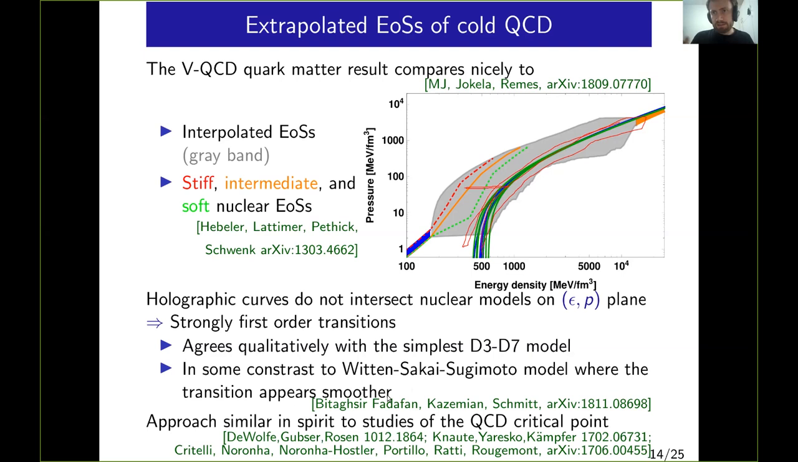And I should mention that this idea of fitting the model to lattice data at small densities and then extrapolating is similar in spirit to what has been done in order to study the critical point in the QCD phase diagram as a function of chemical potential and temperature. There are papers doing similar things, but they concentrate on the physics of the critical point.